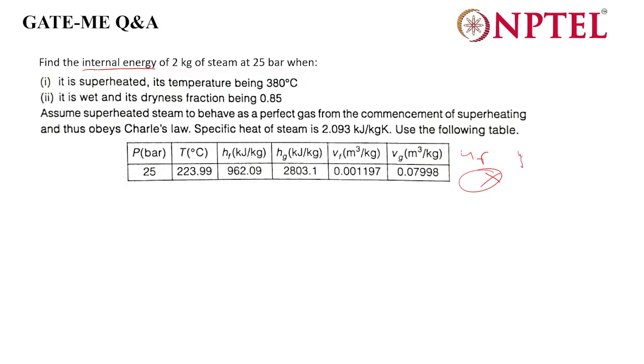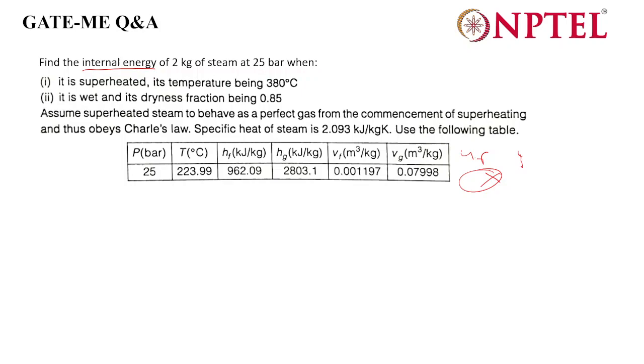Sir, H minus PV for the first step. In the superheated region, we have Hg and we have Vg, and we have pressure also. So H minus pressure multiplied by Vg, and after that we will get the point. From there, I have got a total result of 5206.3 kilojoule.